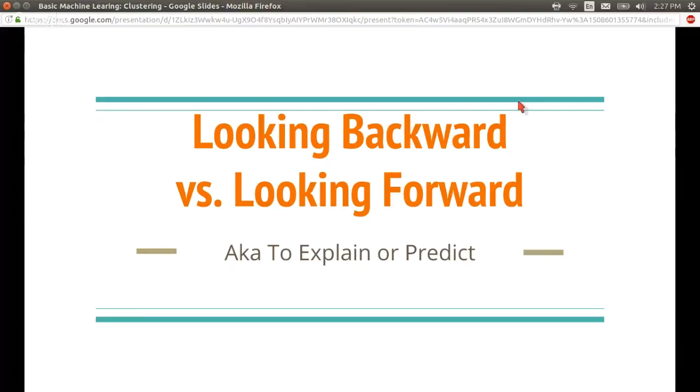So, as the overview of what we're going to dive into here, there are really two ways of looking at data analysis. And if you understand this, if you're doing an experiment, you have to decide up front if you're explaining or predicting. So I call it Looking Backward.